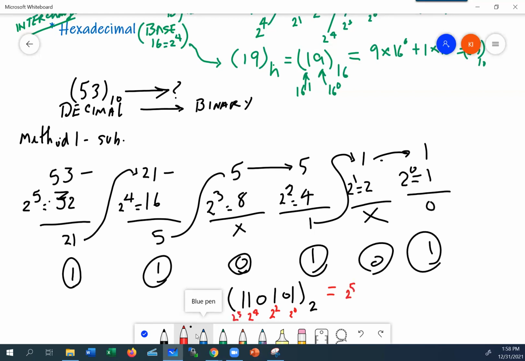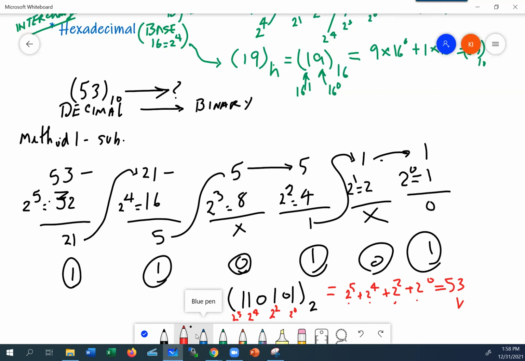So 2 to the power of 5 plus 2 to the power of 4 plus 2 to the power of 2 plus 2 to the power of 0. If you do that, that's 32 plus 16 plus 4 plus 1, which gives you 53. And you're good to go. Okay? So indeed it was correct.